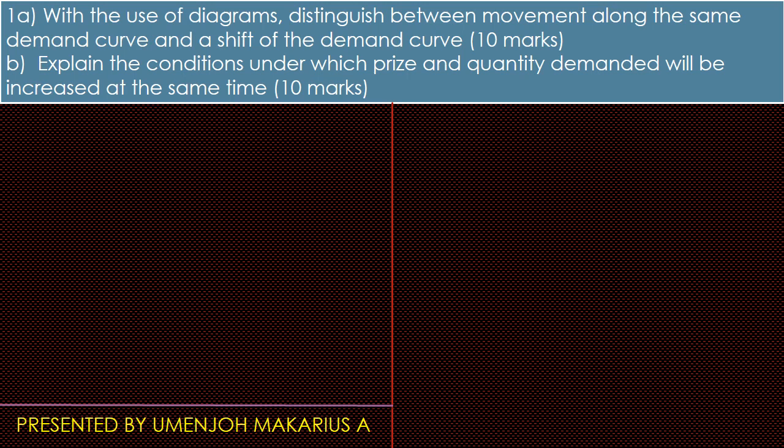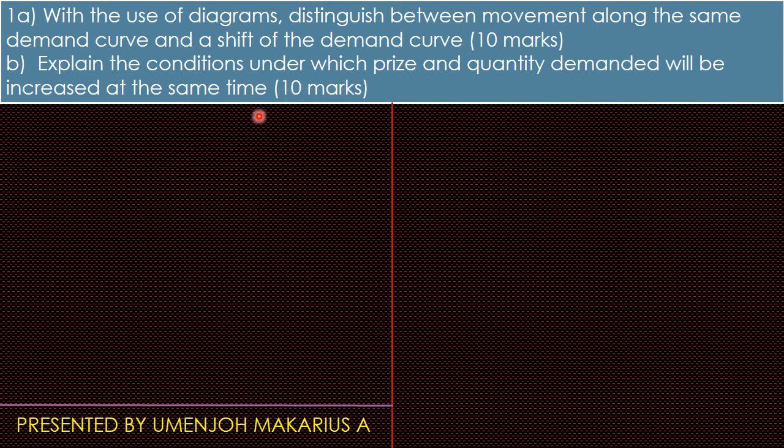So friends, as you can see, our question today wants us to use diagrams to distinguish between movement along the same demand curve and a shift in the demand curve. That is for 10 marks. And the B part is saying that we should explain the conditions under which price and the quantity demanded will be increased at the same time.